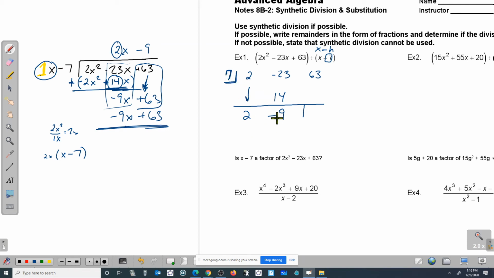Well, guess what I do? I go 7 times negative 9, I get negative 63. And what happens when you subtract a positive from a positive? It's the same as adding the opposite. And look at the math. 63 plus negative 63 works out to be 0. That's how synthetic division works. These numbers correspond to the numbers here. And so this goes to x to the 0, which we just simply write as negative 9.